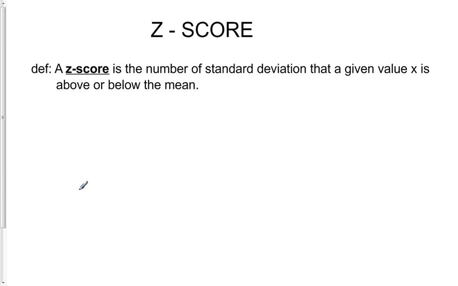Now we're going to talk about the z-score. The z-score is a measure of relative standing. And a z-score is the number of standard deviations that a given value is above or below the mean.